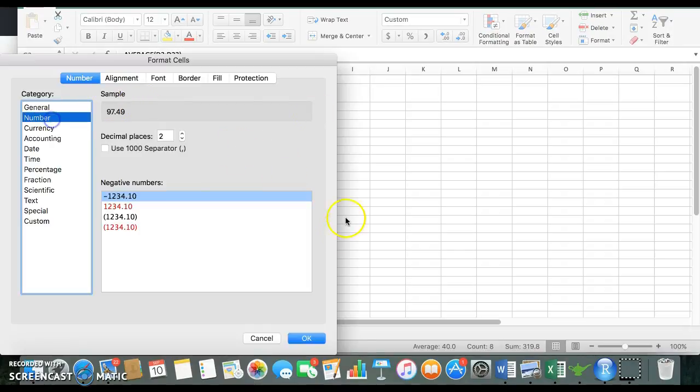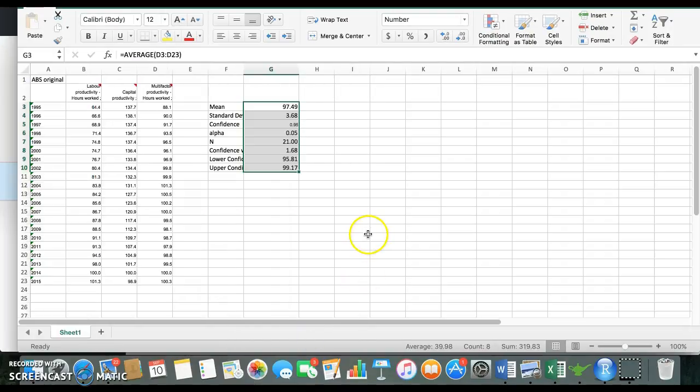Now, if I'm going to present these results, they don't look good like that. So I'm going to bring them all to have the same decimal places. That looks much better there. So here is our lower level of confidence and our upper level of confidence. So how would we interpret that? We'd say that we are 95% confident that the mean of multi-factor productivity lies between 95.81 and 99.17.